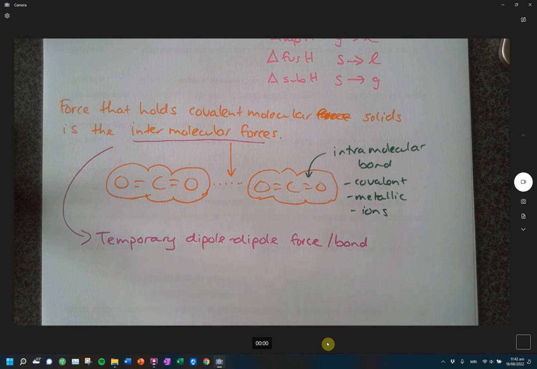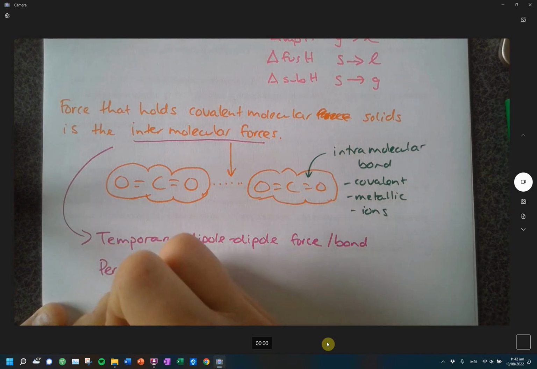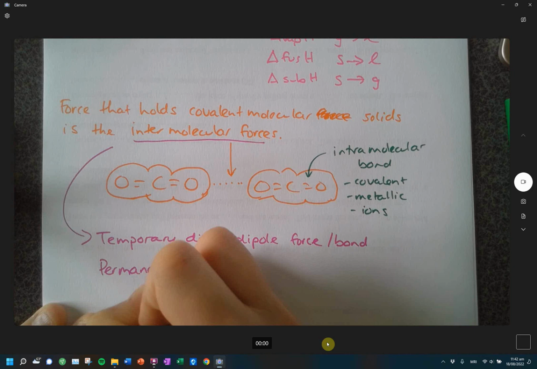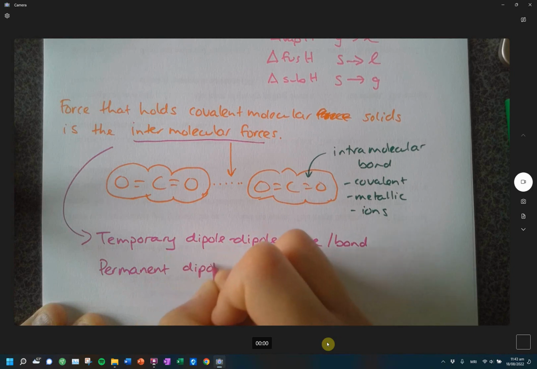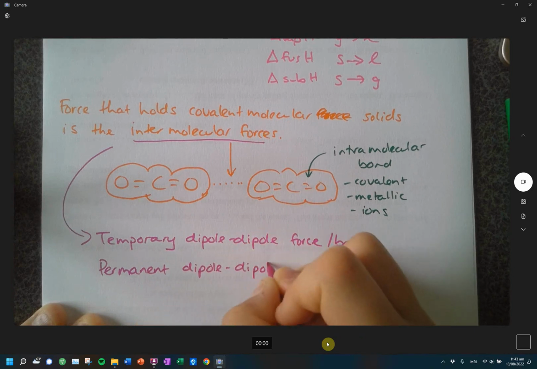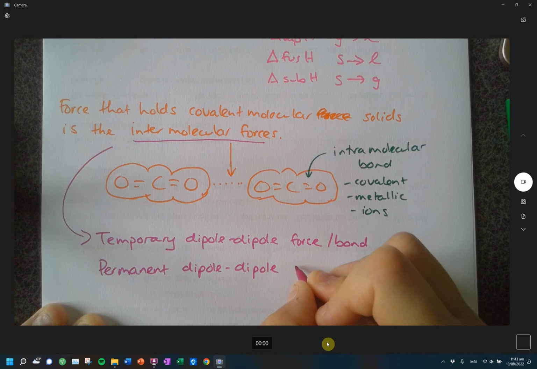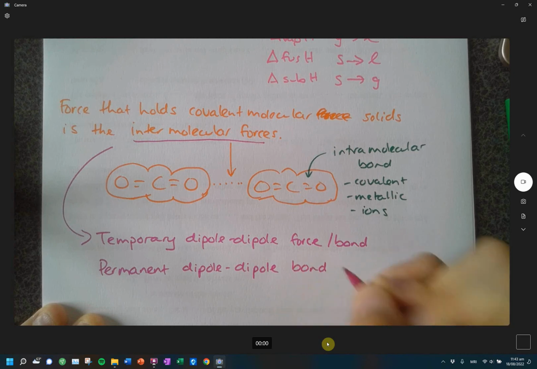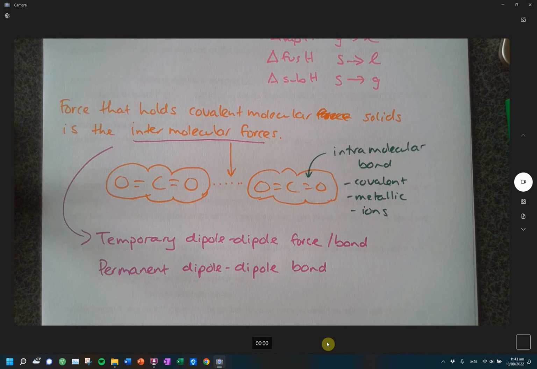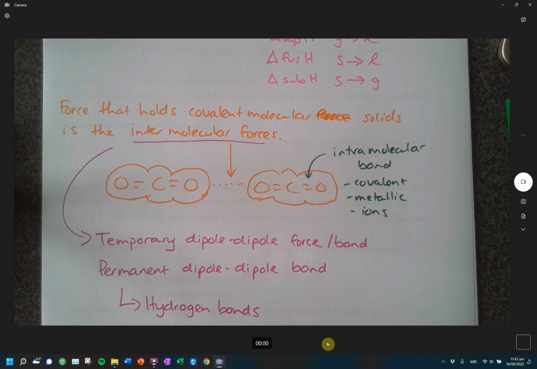So temporary obviously means that it's only temporary there. There's also the permanent dipole. And nestled under the permanent dipole bond are those hydrogen bonds. And don't worry, I'll go through each one and explain what they are and where they would come up.